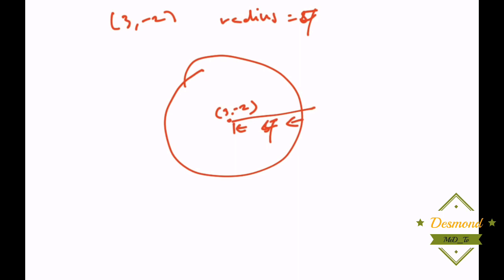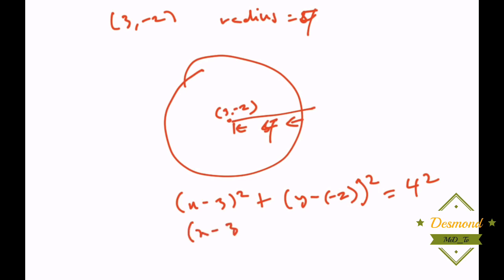We just plug these values into the standard form of the equation of the circle. So we get X minus 3 all squared plus Y minus negative 2 all squared should be equal to 4 squared. So here we get X minus 3 all squared plus Y plus 2 all squared equal to 16. You can go ahead and simplify this equation, but I'll leave it for you to do that. And this will be our final answer for this kind of question.